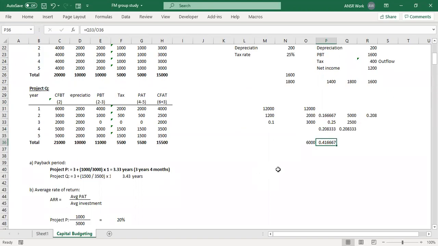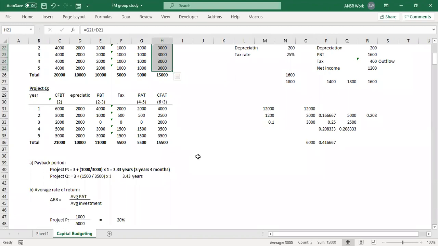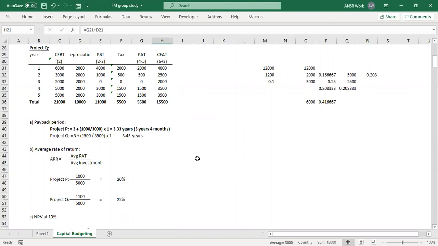Now that we have discussed this, we already know in project P we have initial investment of 10,000 and cash flow, we have figured out, 3,000 for each year. Can somebody tell me what is the average rate of return for this one? $15,000 divided by 5,000. 3,000.